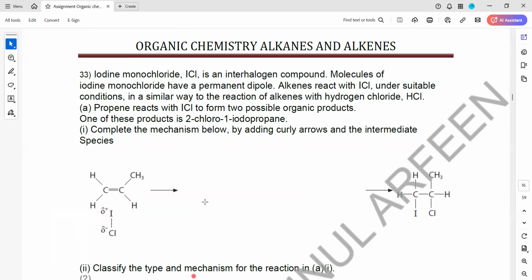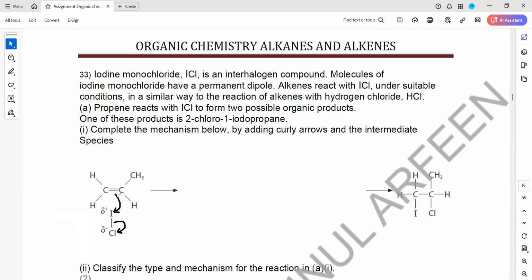So as we know, as we go down the group, electronegativity decreases. So chlorine is more electronegative than iodine. That's why there's a partial negative on chlorine and a partial positive on iodine. So for the arrow, the chlorine will take both of these electrons, and the iodine, the partial positive, will attack the carbon-carbon double bond, or it will act as an electrophile.